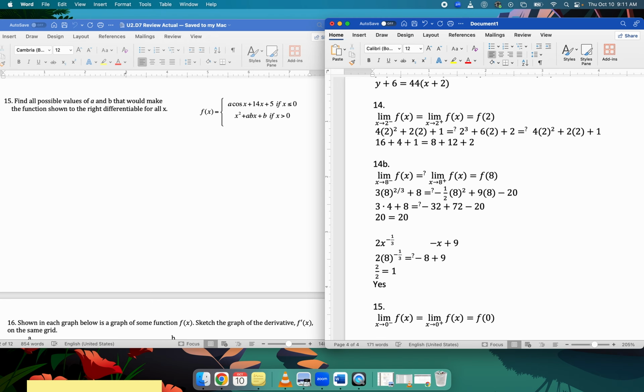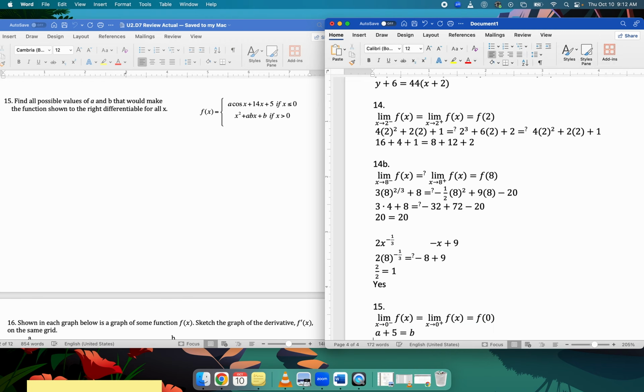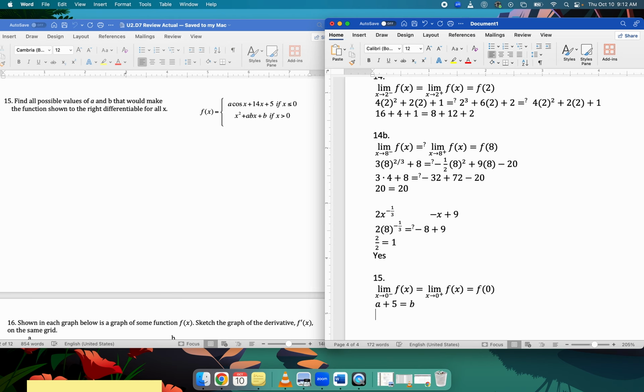So what is this telling us? The left-hand limit is obtained by plugging 0 into that first function. That's a times cosine 0. Cosine 0 is 1, so that's just a. Plus 14 times 0 is 0, so we'll forget about that term, and then plus 5. The right-hand limit, you'd plug 0 into the second function. That's 0 squared plus ab times 0 plus, I think you just get b, right, for the second guy. F of 0, this third thing, is just going to be the same as the first thing, so I'm not going to bother writing it. So we get one equation, right? We find a plus 5 is equal to b.